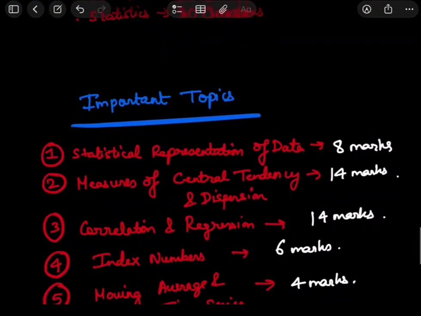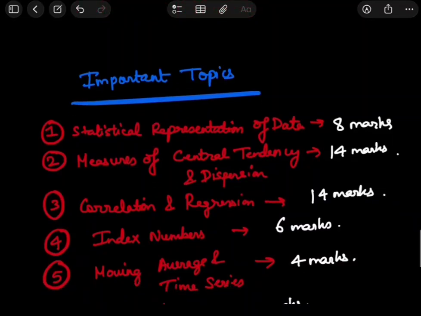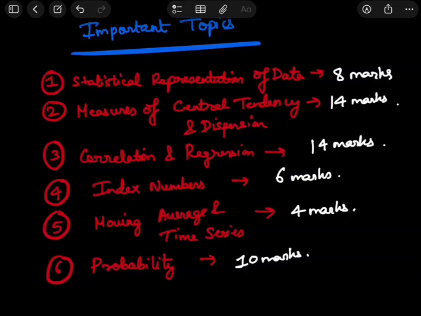So according to me, the important topics are, first of all, statistical description of data. Since 4 questions are asked, and each MCQ is of 2 marks, that's 8 marks. And then measures of central tendency and dispersion, which consists of the mean, median, mode, range, standard deviation, coefficient of variation and all. It covers approximately 14 marks. These are just approximate marks on the basis of the past year paper analysis. Then we have correlation and regression, in which you can score 14 marks because at least 6 to 7 questions are asked in each term. Then index number, 6 marks. And then we have moving averages, in which questions are asked for approximately 4 marks in each term.